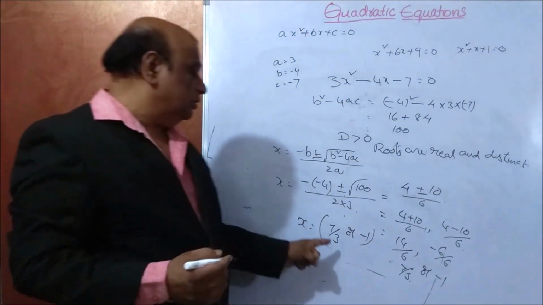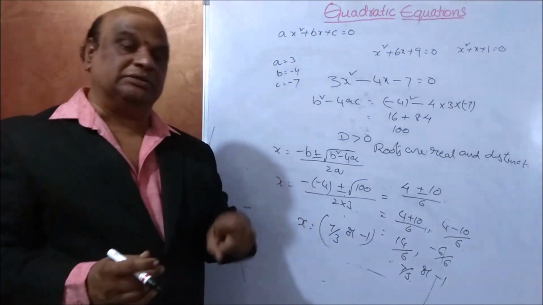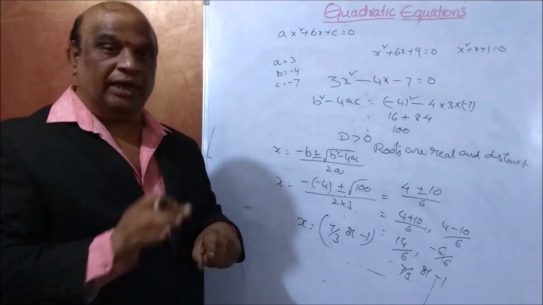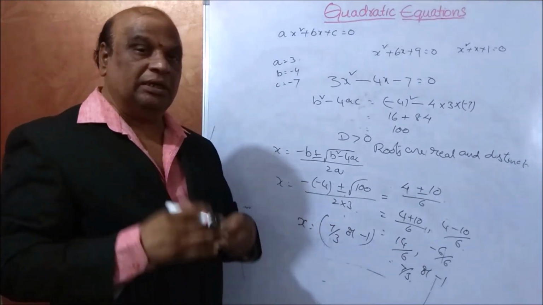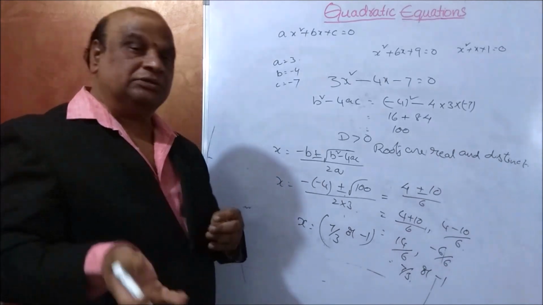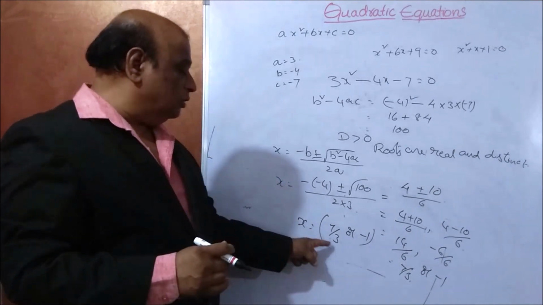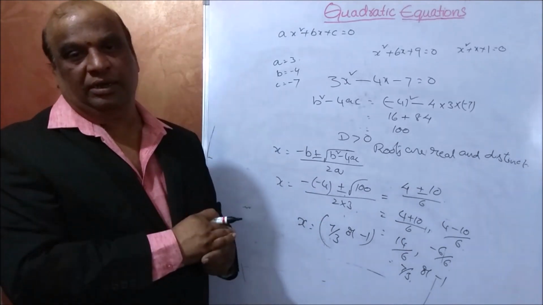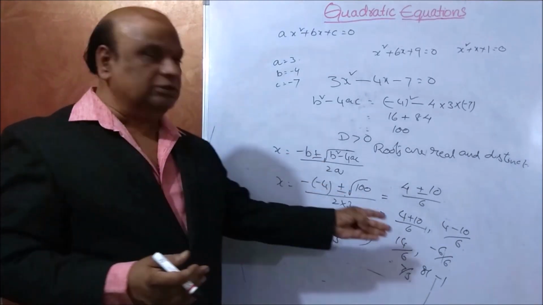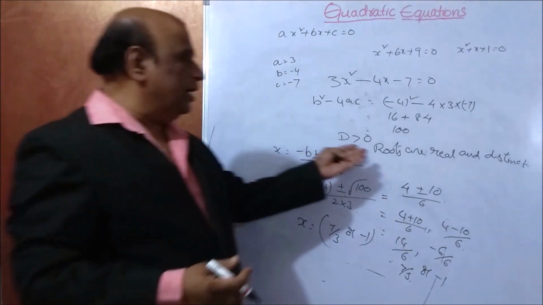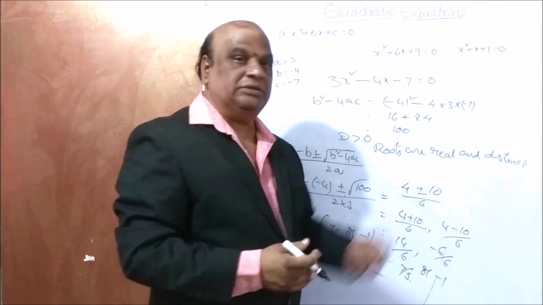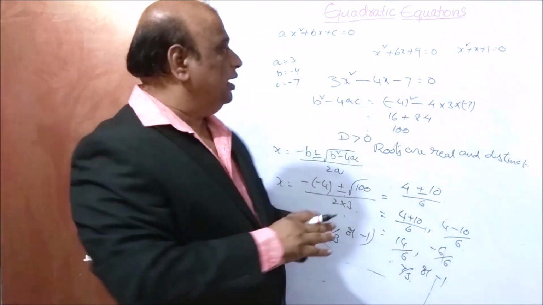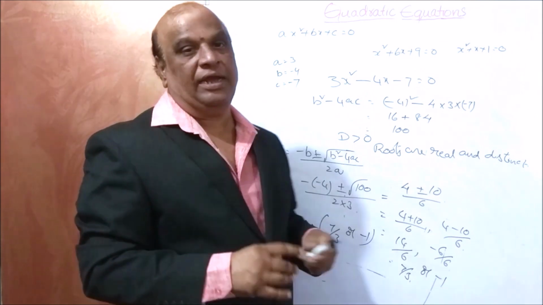Here you observe these two are real numbers. 7 by 3 is a rational number, it is also a real number. Minus 1 is a negative integer, it is also a real number. So the roots are real numbers and different roots are there. So without finding these roots, we explained already that roots are real and distinct by using this discriminant. Here you try x square plus 6x plus 9 is equal to 0.